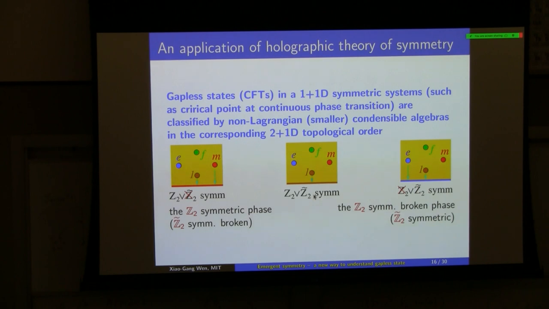For this Z2 symmetry, the smaller set is the trivial anyon. So if a boundary doesn't have any condensation, this boundary has to be gapless. This condensationless boundary, or we can call it the one-condensed boundary, corresponds to a critical point. So E condensed is a Z2 symmetric state. M condensed is a Z2 symmetric state. E condensed is a Z2 symmetry breaking, and 1 condensed is a critical point. So this really led to this more general picture of symmetry for gapped and gapless states.